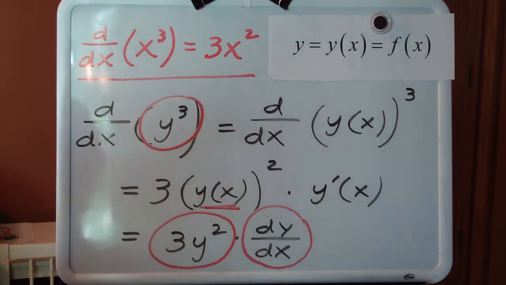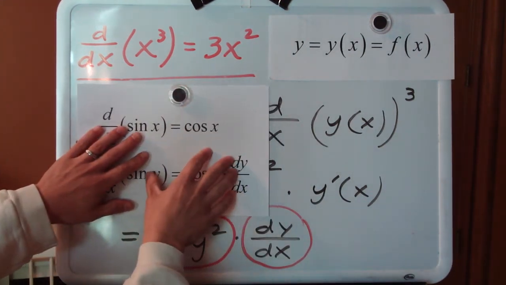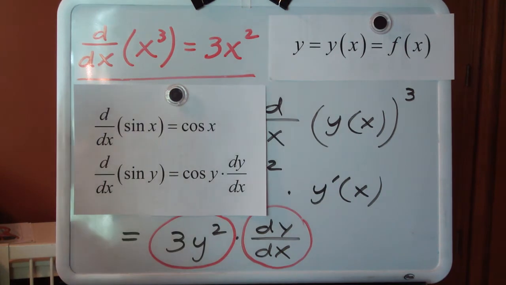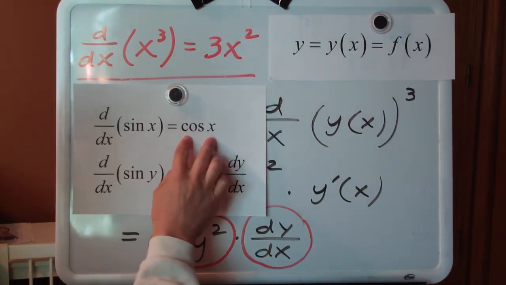So this can be seen in a variety of different problems. I'll just slap another one right up here so you can see it. So this top derivative we talked about a couple of lessons ago. It's very familiar. When you find the derivative of sine of x, you get the cosine of x.